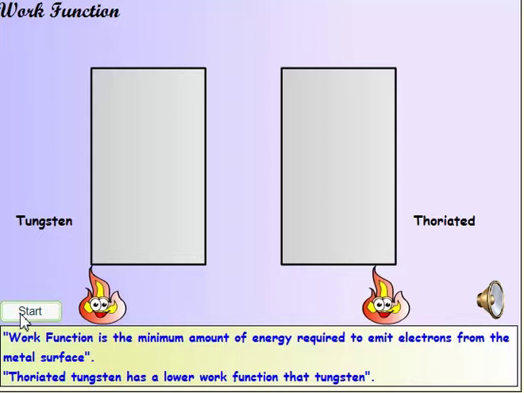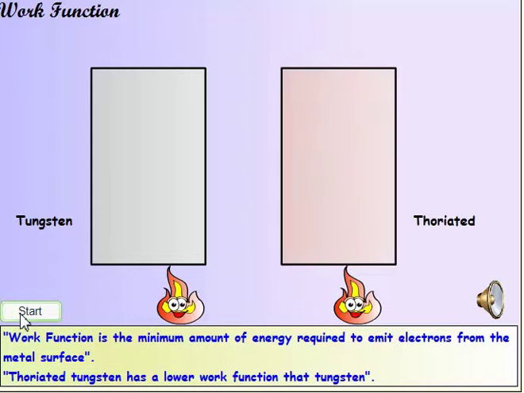If you just supply heat to the metal, it does not mean you will notice thermionic emission. There is a minimum threshold heat requirement for thermionic emission, which varies from metal to metal. Since thoriated tungsten requires less heat than plain tungsten, we say that thoriated tungsten has a lower work function than plain tungsten.